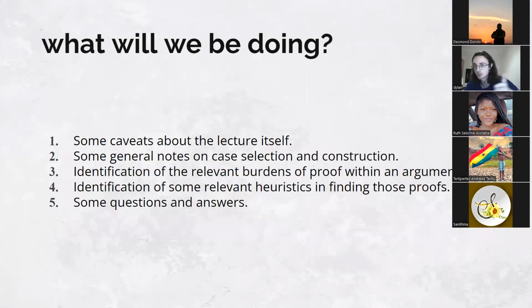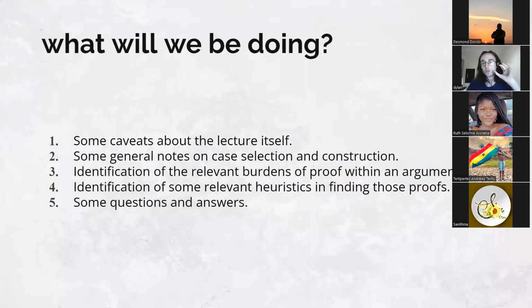The first thing is I'm just going to give some caveats about the lecture itself, like what I will or won't be covering. Secondly, I'm just going to give some notes on the choice of case that you have, because I think it's really important for the burdens that that case has afterwards to make sure that you get the case right in a way that I'll explain. Then I'm just going to go through how you identify burdens in an argument, like what it is in an argument that you need to prove and how you can find out what that is.